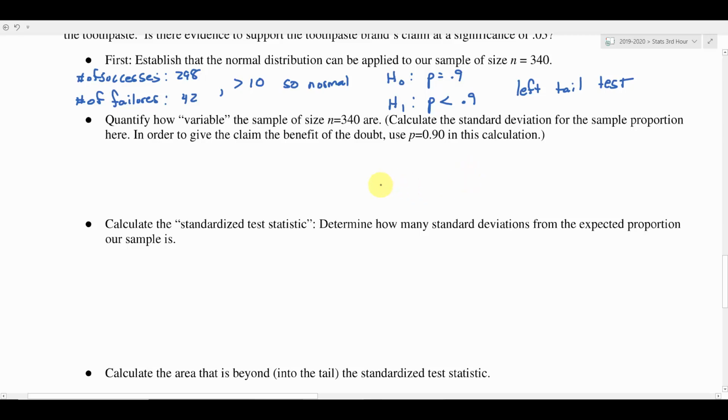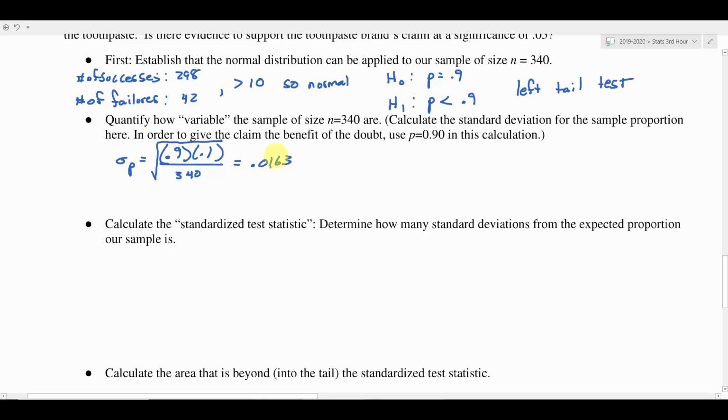Now what we want to do is find out what the standard deviation for our sampling distribution is. So again, this is where we do the p times 1 minus p, and we use the assumption about the population for that. So we're going to say the standard deviation for the proportion is the square root of 0.9, there's our p, times 0.1, that's my 1 minus p, over my sample size, which was 340. And then we run this calculation. I got 0.0163 for a standard deviation.